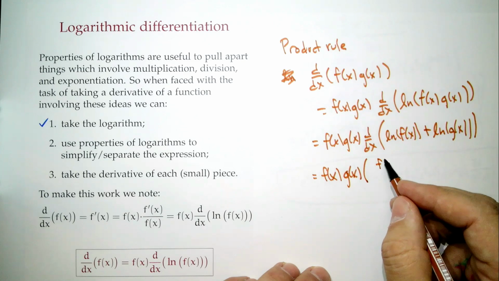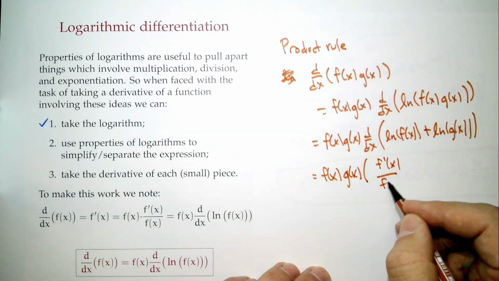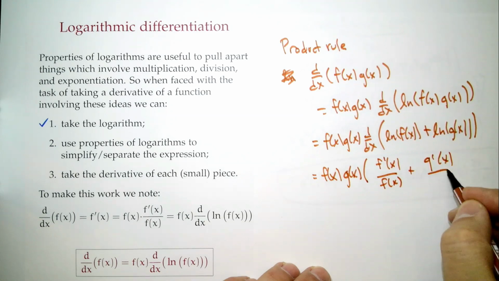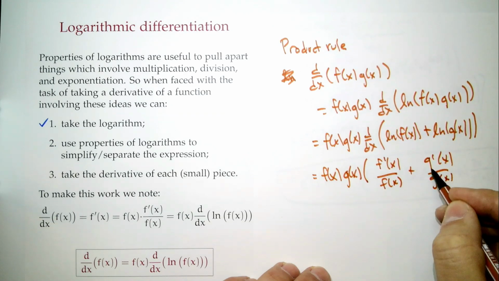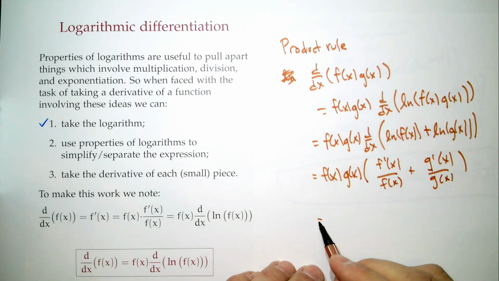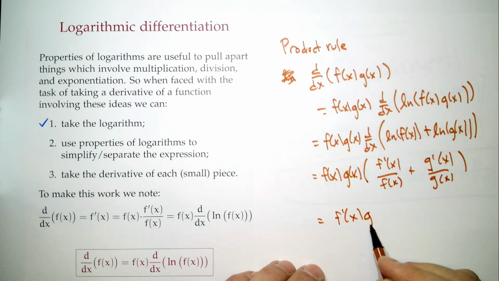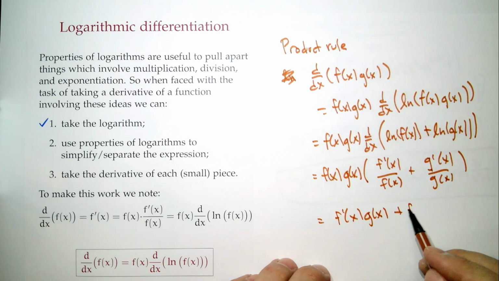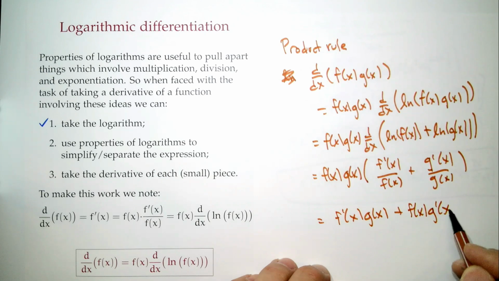In fact, we're going to see the derivative of log of f of x. Well, that's f prime of x over f of x. The derivative of log of g of x is g prime of x over g of x. Now multiply through. The first term, the f of x is cancelled. So you get f prime of x times g of x. And then in the second term, the g of x is cancelled. So you get f of x times g prime of x. So logarithmic differentiation is a very fun tool, and it's definitely one you should know.